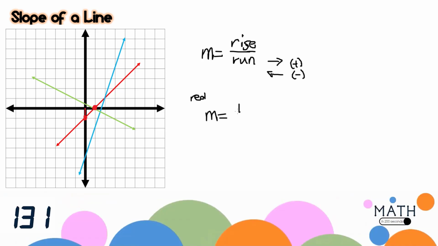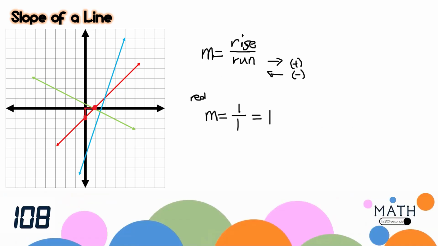We have 1 moving towards the top, or 1 rising motion, and from this point to that point we are moving 1 in terms of its running. But the run here is going towards your right, so we know that our run here is positive 1. Simplifying this, the slope of the red line is actually 1.